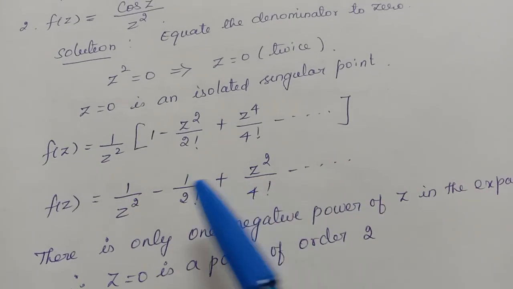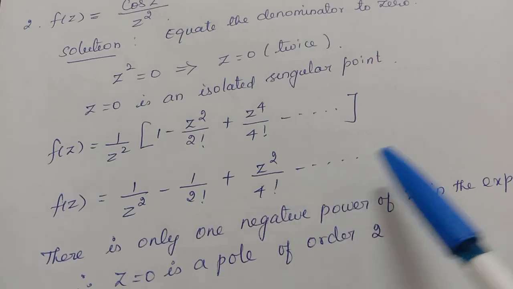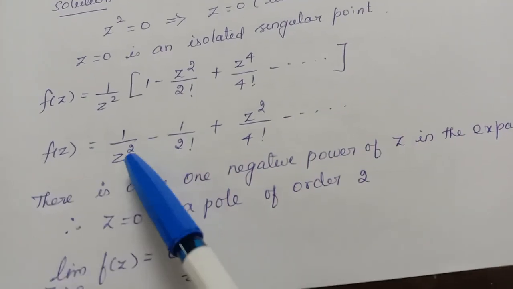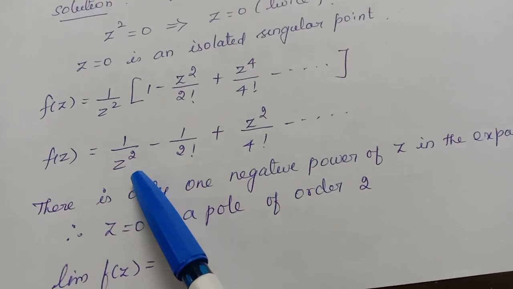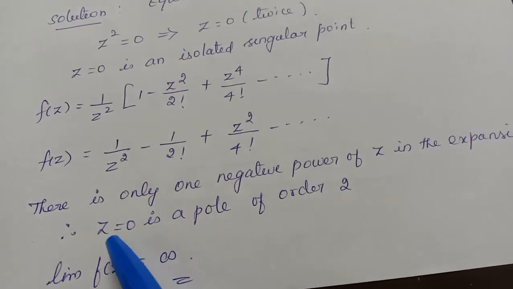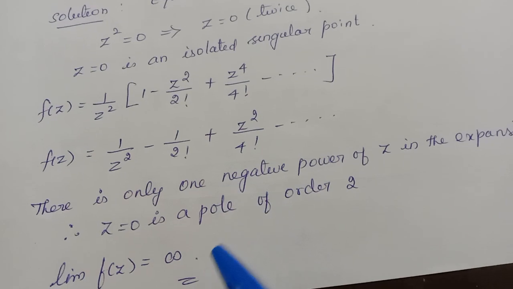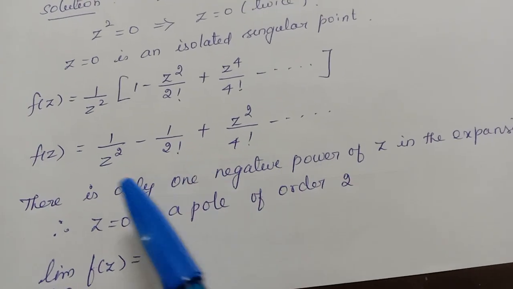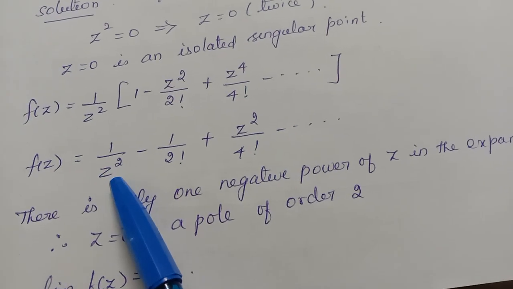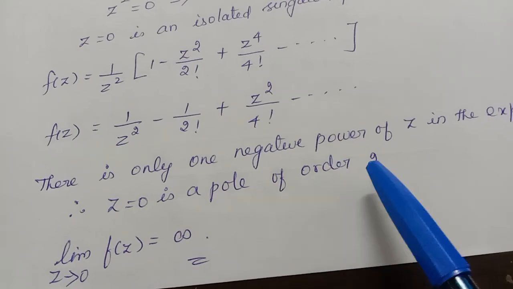Now look at this expression. Only one negative power of z is there. Afterwards you are having only positive powers of z. So in the Laurent series expansion you are having only one negative power, right? And it is of order 2. So z equal to 0 is a pole of order 2. If you simply have 1 by z alone, you say it is a pole of order 1. You should look at the degree of the highest negative power. Here only one negative power is there and that is of degree 2. So z equal to 0 is a pole of order 2.